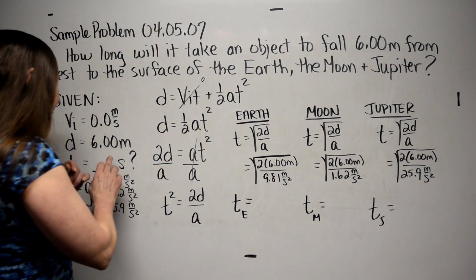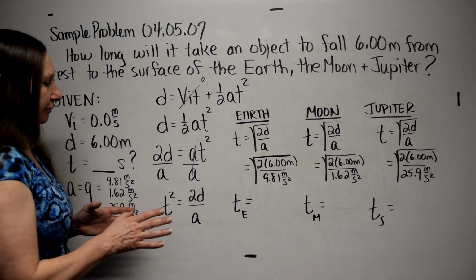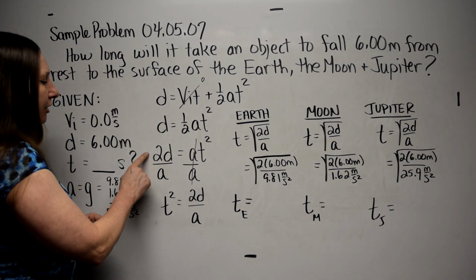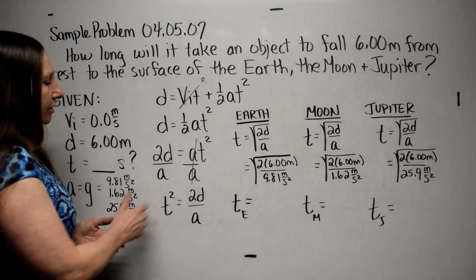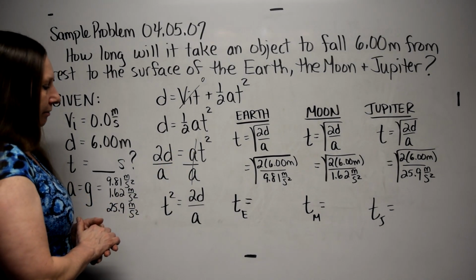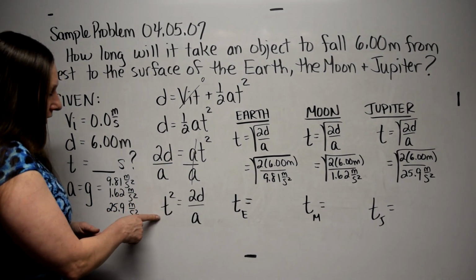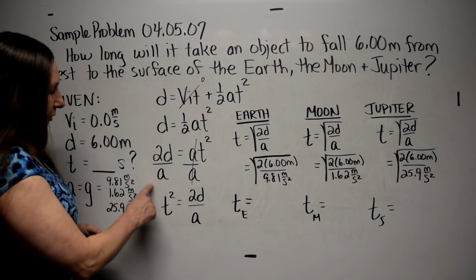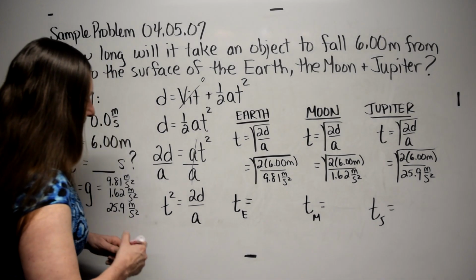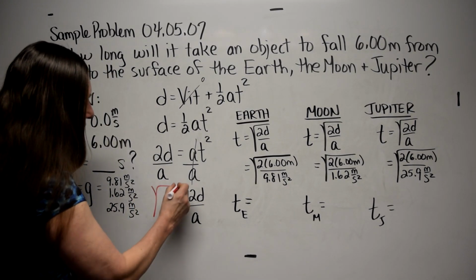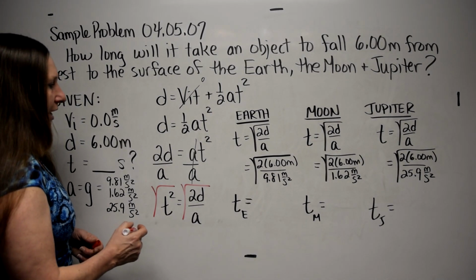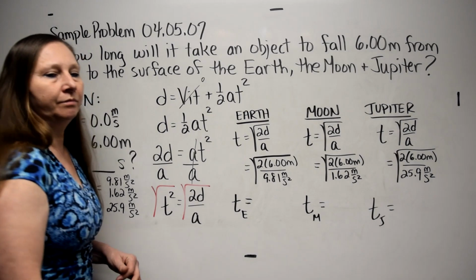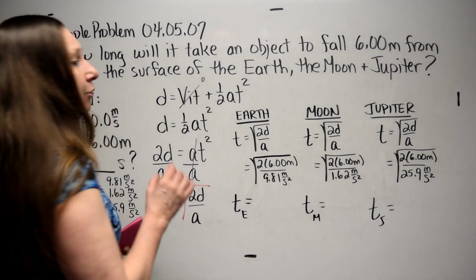We're trying to solve for time, so we want to get t by itself. We multiply both sides by 2, so the half drops out, and we get 2D equals AT squared. Divide by A on both sides, and we get t squared equals 2D over A. Then we take the square root of both sides, and we end up with t equals the square root of 2D over A. That's the equation that we will be using.